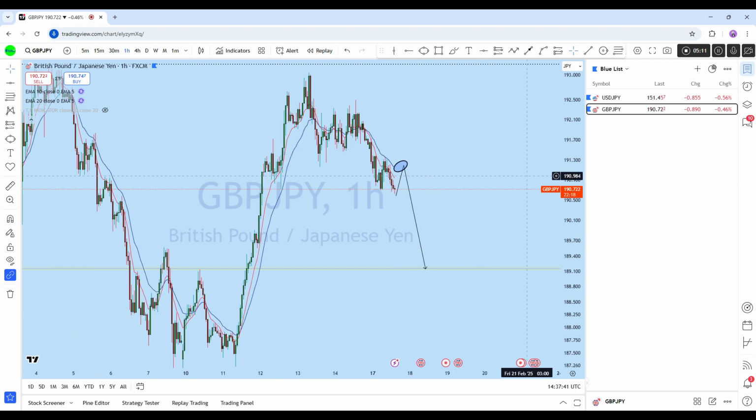So these are the two instruments that we will be looking for potential trading opportunities in this upcoming session.